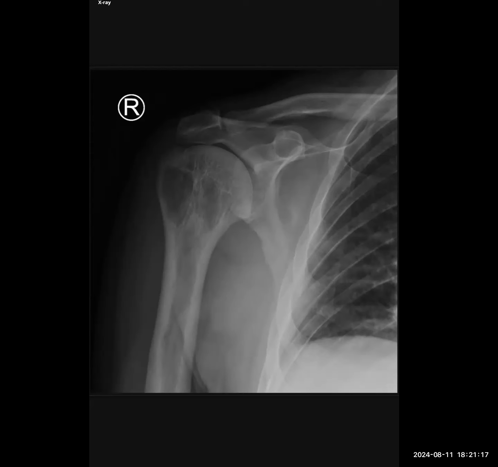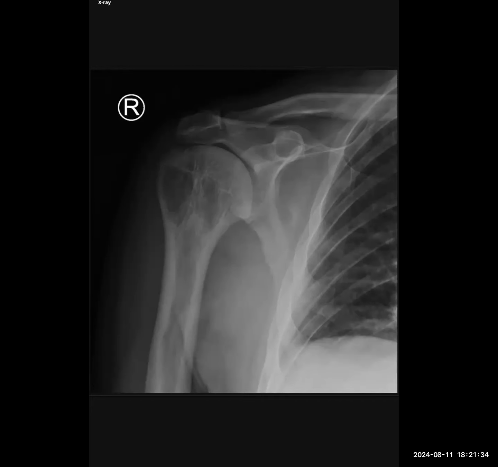I can see only the upper part of the humerus. You should be able to see the humerus, the proximal humerus. Yeah, I'm seeing that. Correct.